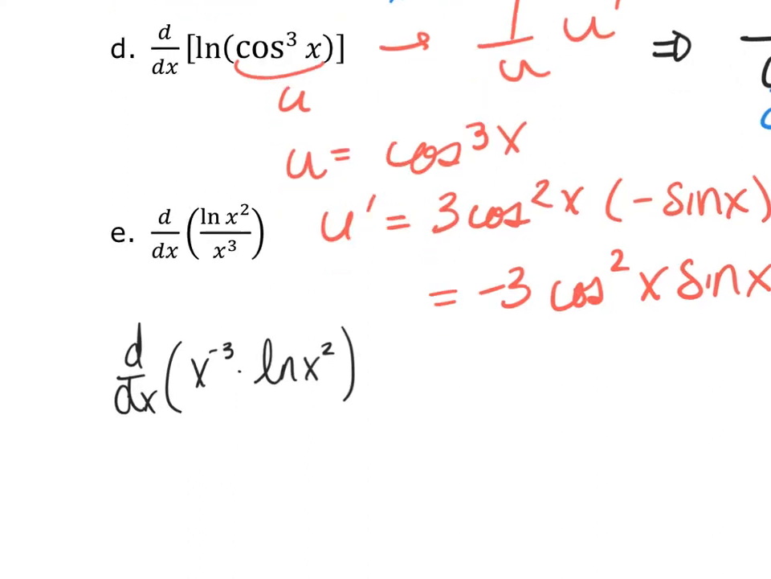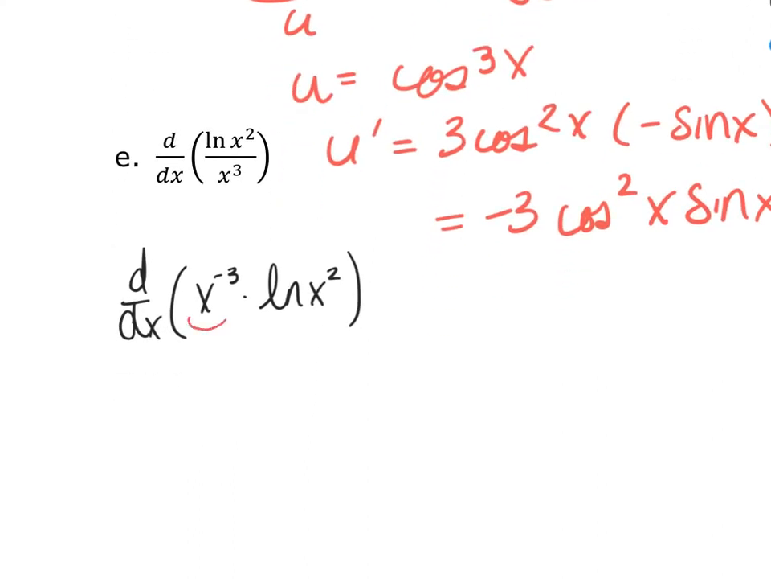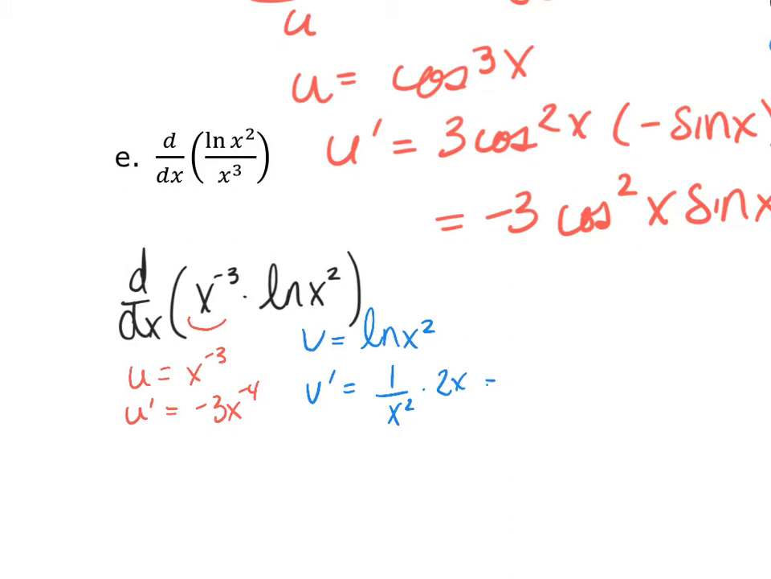I'm going to do the product rule. That means u will be x to the negative 3. U prime will be negative 3x to the negative 4. I'm going to say v is equal to the natural log of x squared. V prime is going to be 1 over x squared, times the derivative of x squared. So it's just 2 over x.